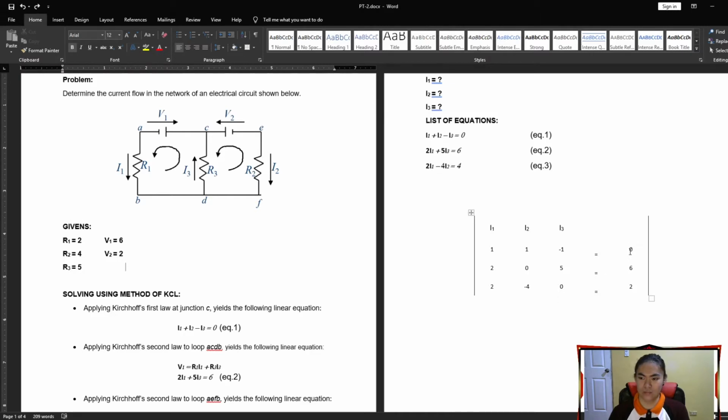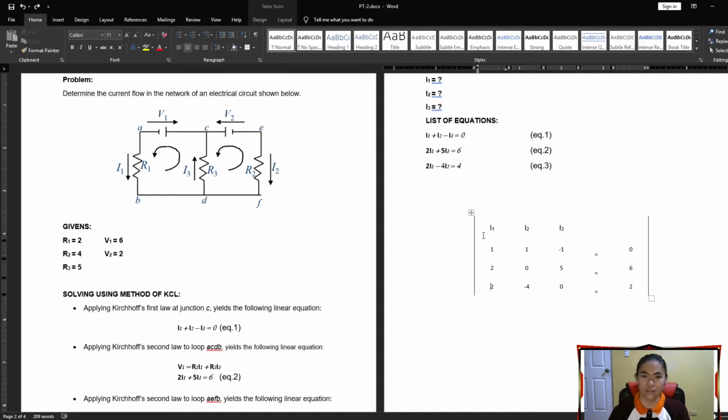Then next, ito naman yung kanilang coefficient sa right side equals to 0, 6, and 2. So, ito siya, yung 1, 1, minus 1, 0. Straight yan siya. Ibig sabihin, ito yung equation 1 natin. Yung sa taas. Then, equation 2, yung sa gitna. And yung last is equation 3.